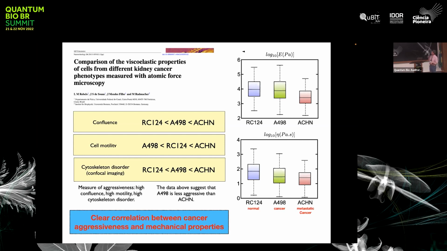And what we observed is that cancer cells are softer and less viscous than normal cells. And the more aggressive the kind of cancer, the softer the cells are and the less viscous they are. This is what we obtained with the AFM.